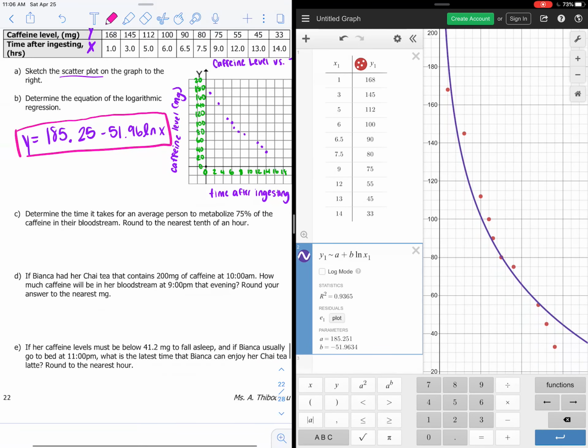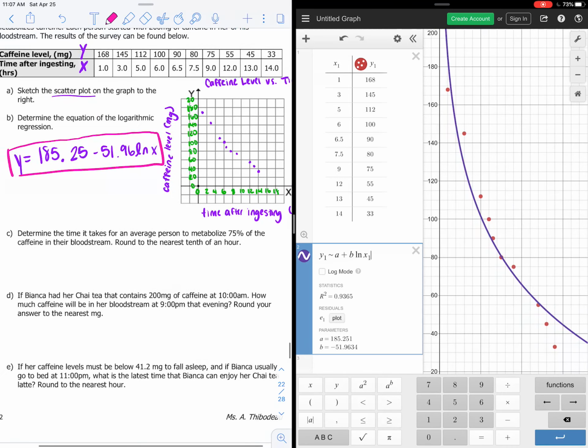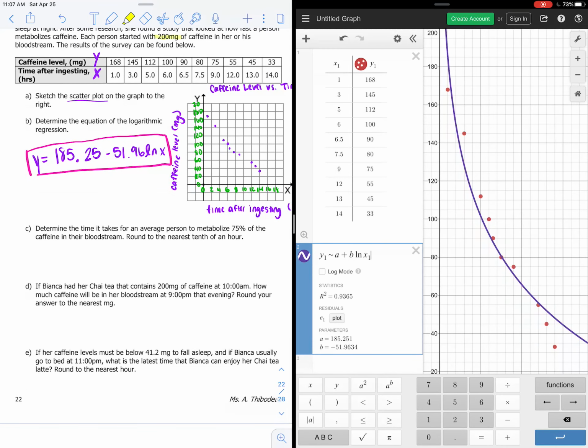Beauty. All right, determine the time it takes for an average person to metabolize 75% of the caffeine in their bloodstream, round to the nearest tenth of an hour. Okay, couple of things to keep in mind here. We are asked when the person has metabolized or processed 75% of the caffeine in their bloodstream. In this study, each person started off with 200 milligrams. So if they've metabolized 75%, that means there is 25% left in their system. Maybe I'll write that down.